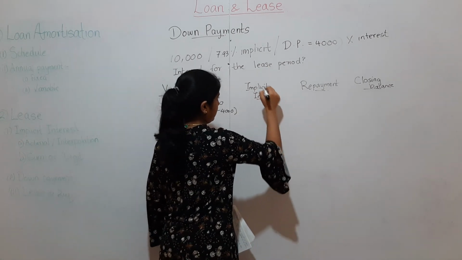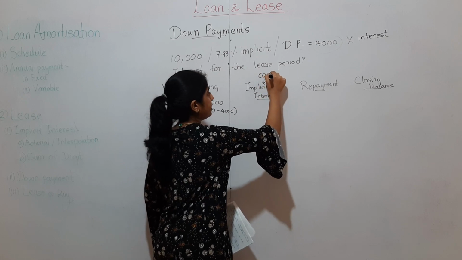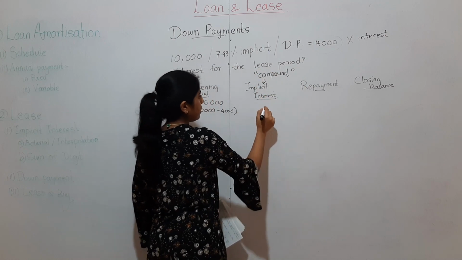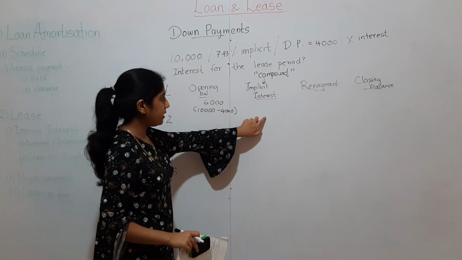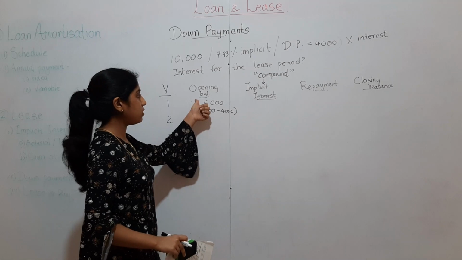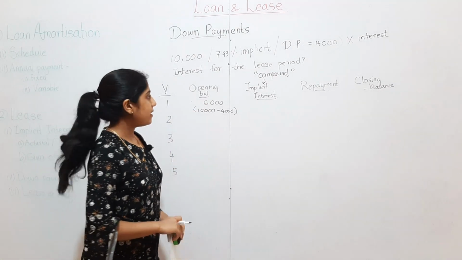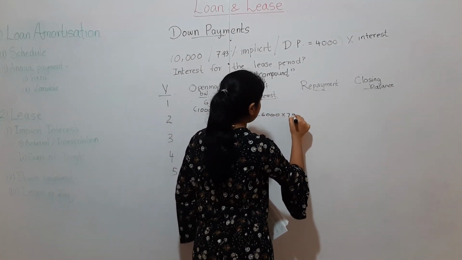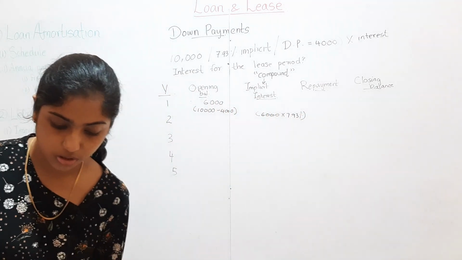Thereon, another point to note is that implicit interest acts as a compound interest. What is compounding? Compounding means you calculate your interest based on the opening balance of each year and not on the original amount. So 6,000 into 7.93% is your implicit interest. Let's see how much.